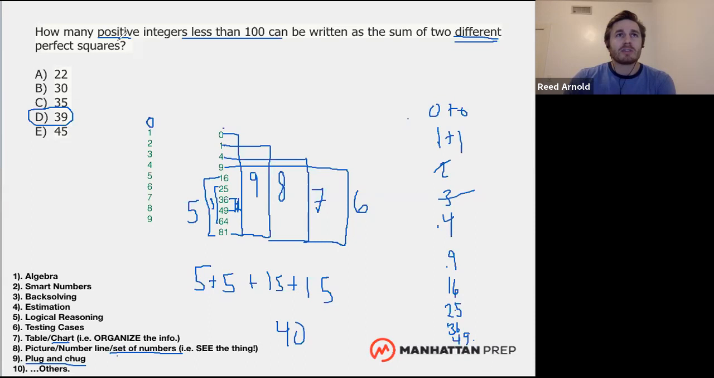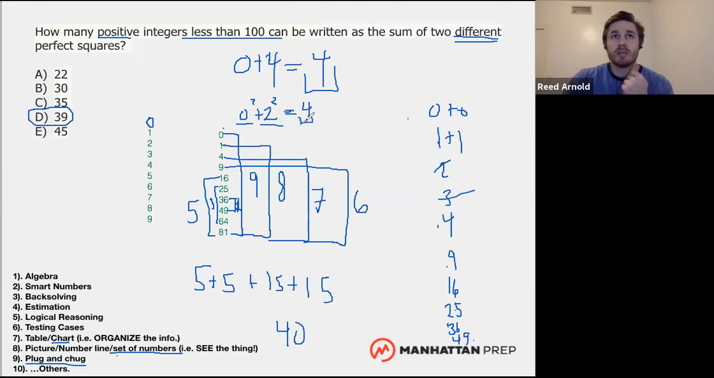0 is not considered a positive integer, everybody. Careful here. I'm not saying 0 is positive. The thing that has to be positive is the sum of the 2 numbers. So 0 plus 2 or 0 plus 4, for instance, is 4. 4 can be written as the sum of 2 perfect squares: 0 squared plus 2 squared equals 4. So these 2 perfect squares give me a positive integer.